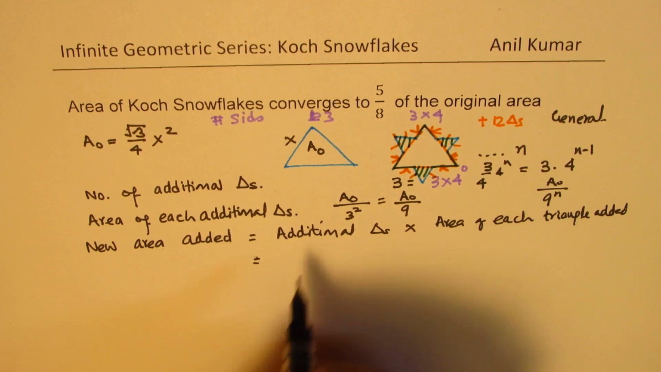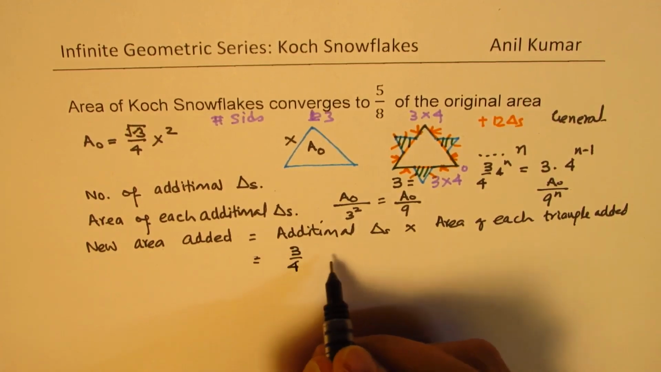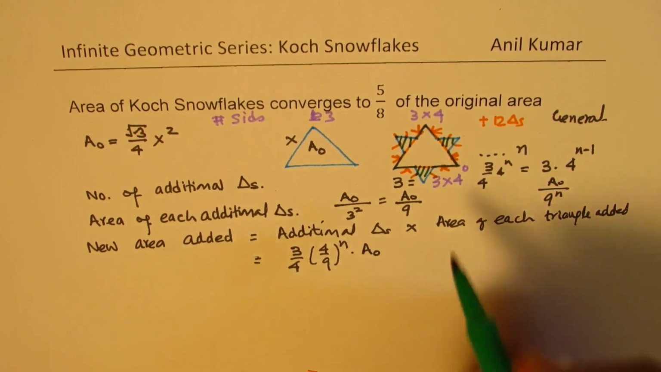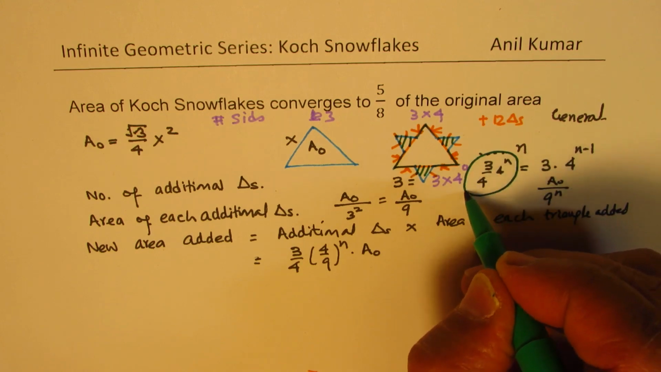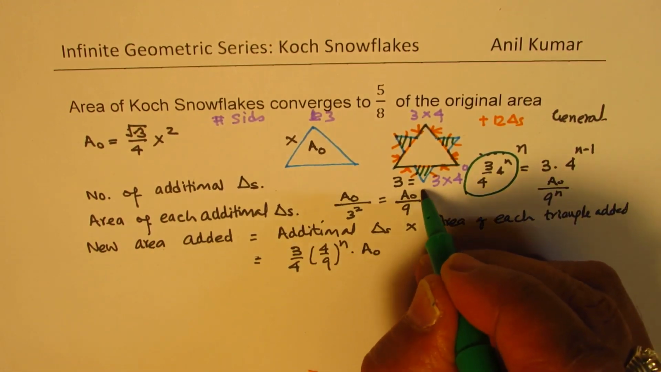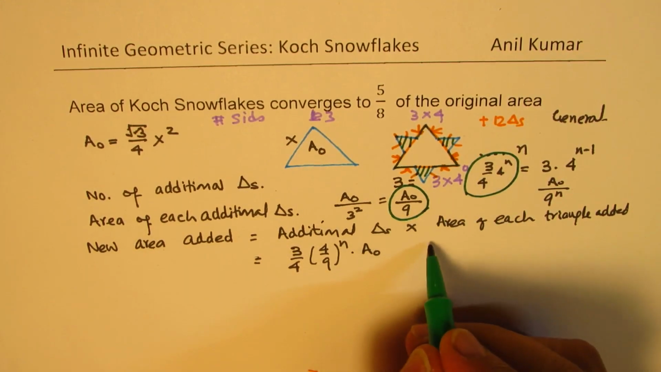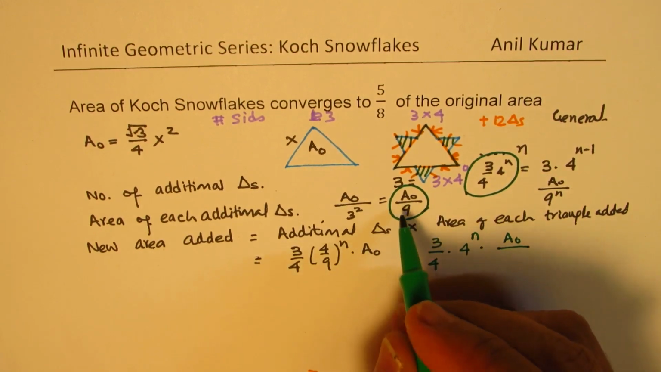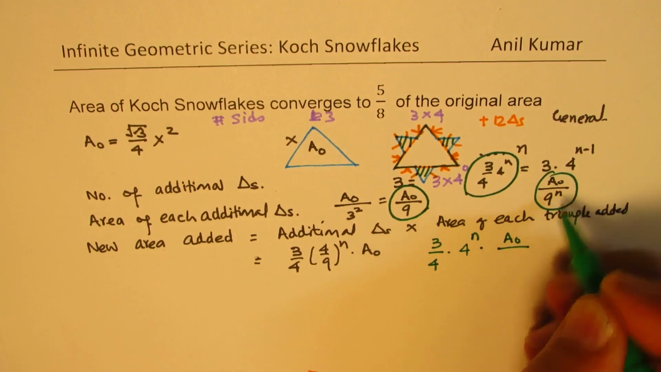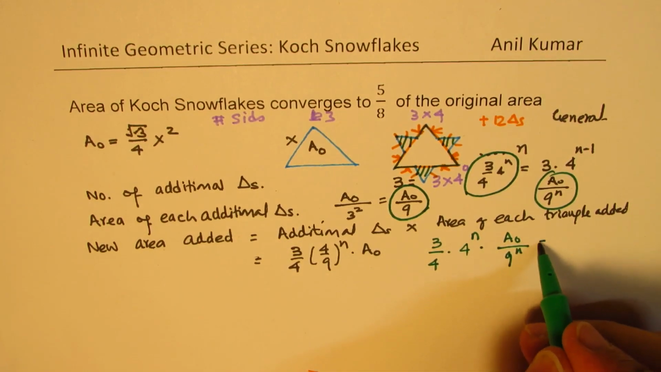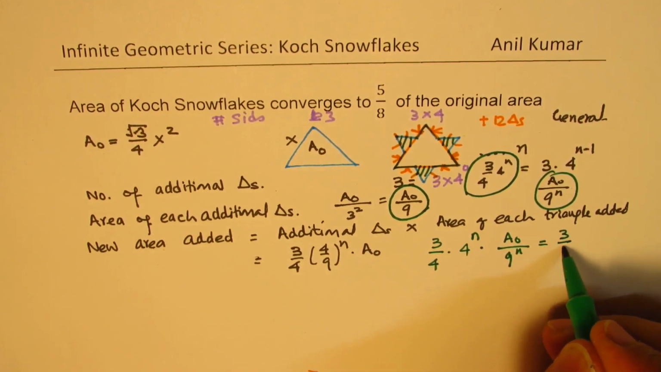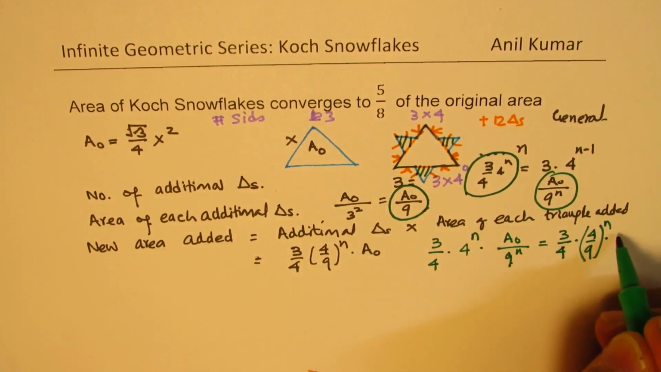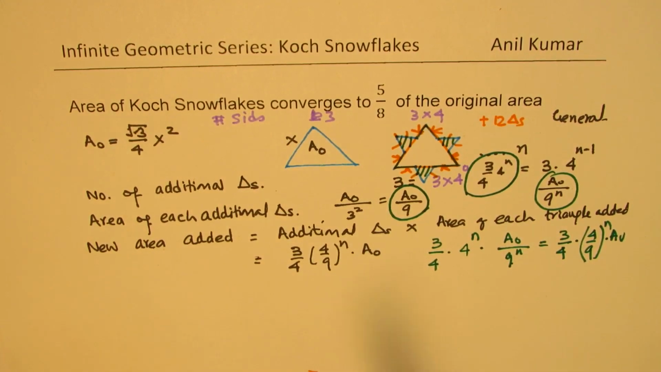So multiplying these two, we get our expression as 3 over 4 times 4 over 9 to the power of n times the original area. How do we get this expression? We get it by multiplying the additional triangles with the area of each additional triangle. So if you multiply them, what do you get? 3 by 4 times 4 to the power of n times the original area, over 9 to the power of n, correct? So when you combine the terms, you can take these two in the same bracket: 3 by 4 times 4 by 9 to the power of n times the original area. Is that clear to you? So that becomes the additional area, right?